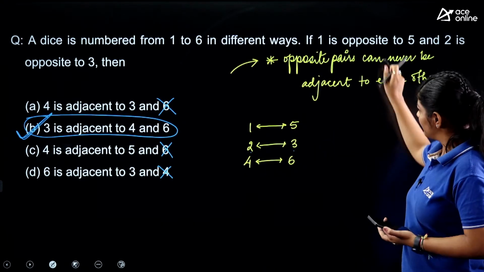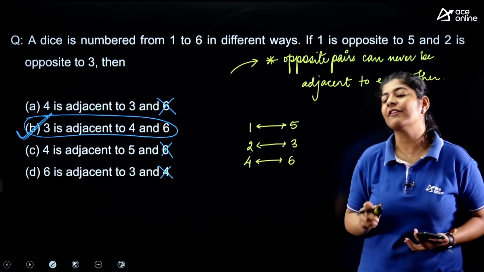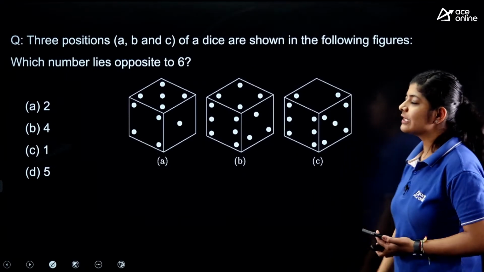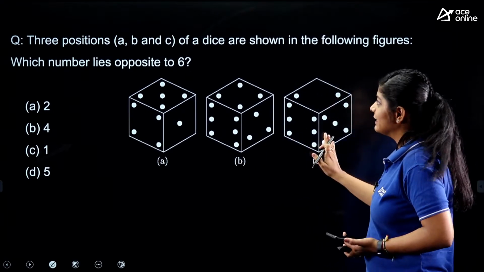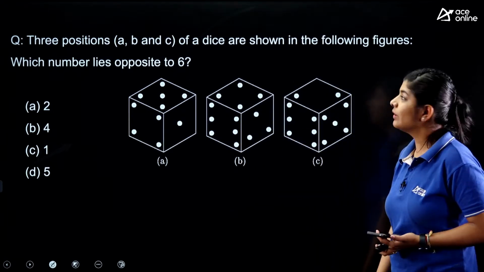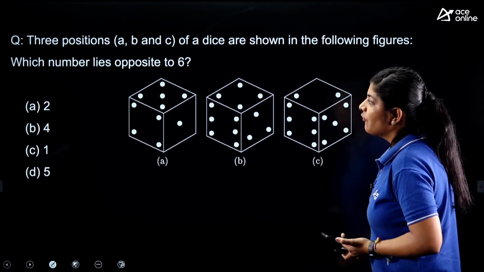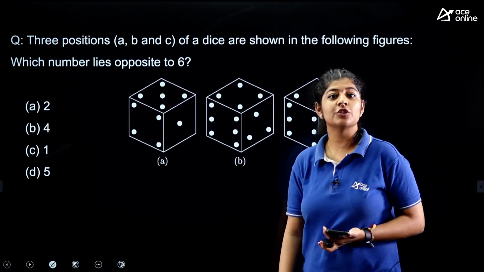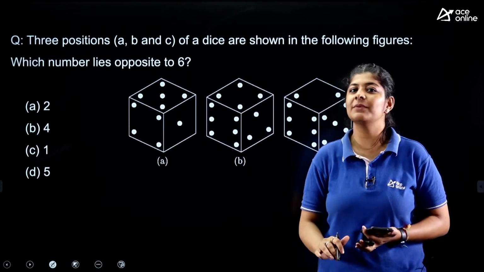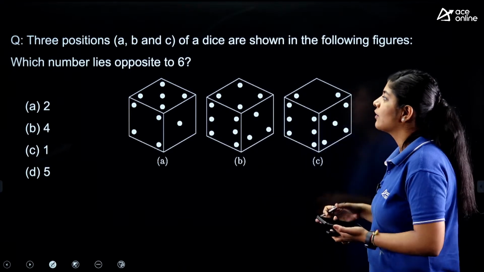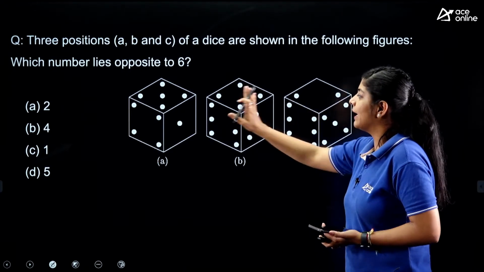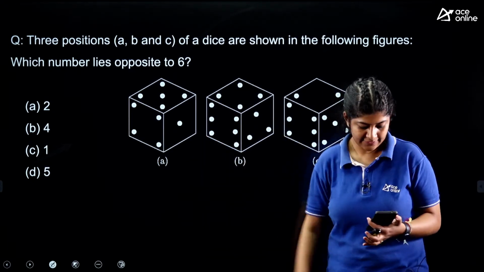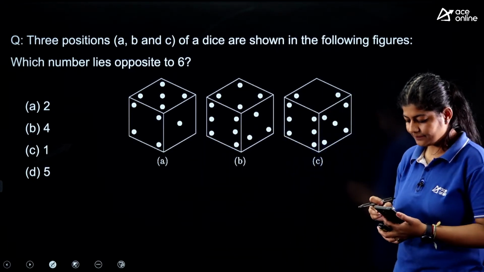So based on this particular property, we have one more question. The question is saying that 3 positions A, B and C of a dice are shown in the following figures. Which number lies opposite to 6? What we need to do is simply find out the opposite of 6, or find out how many dots will lie opposite to 6. So what answer did we get here?